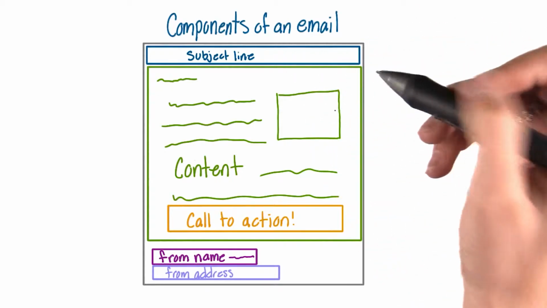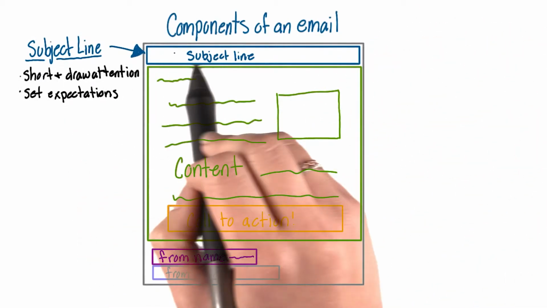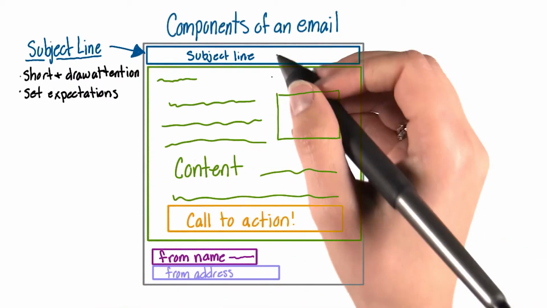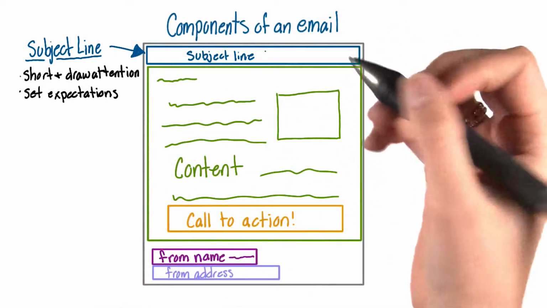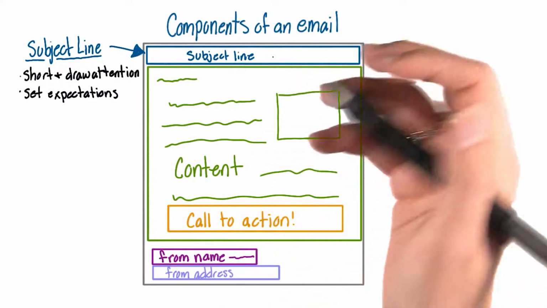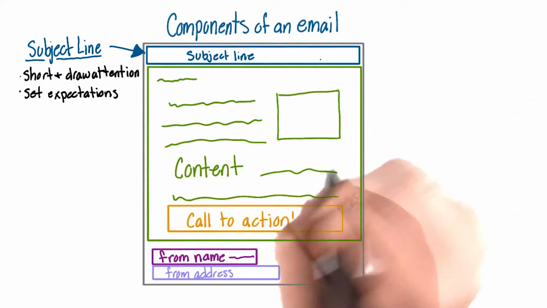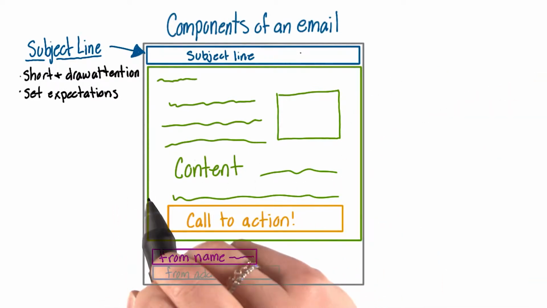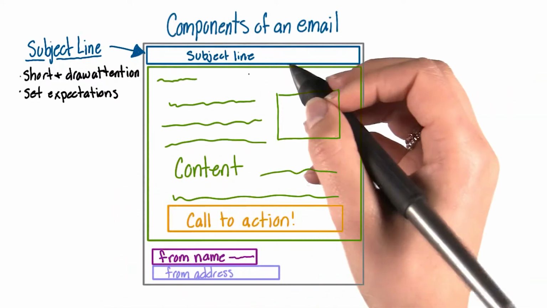Okay, so let's look at the different components of an email. First, we have our subject line. This should be short and draw attention to your email. You're trying to engage the customer enough that they want to open the email. This is setting the expectation for the contents of the email. If you're promoting a new feature, say something like that. If you're telling everyone that things are going on sale, probably should mention it there.